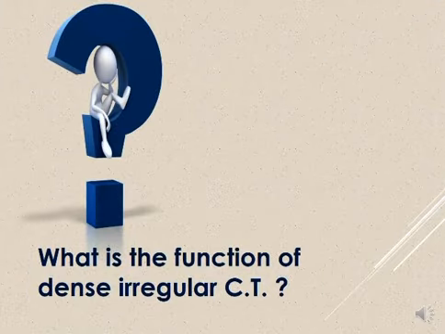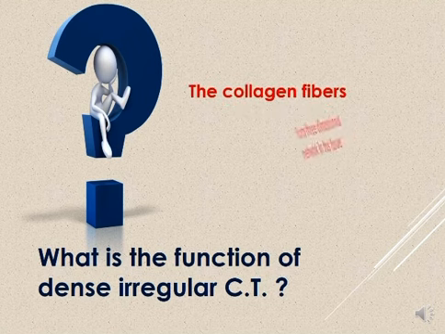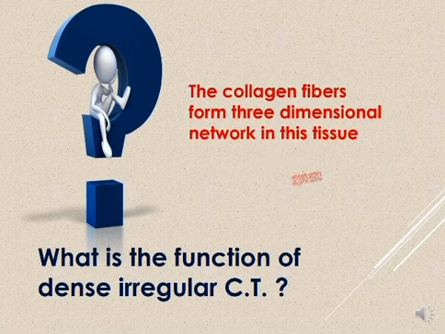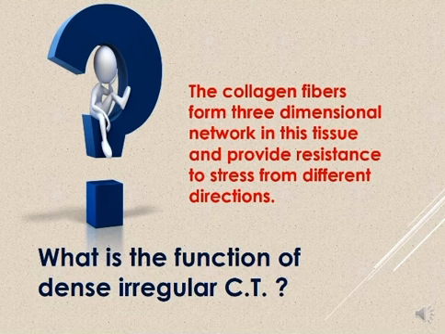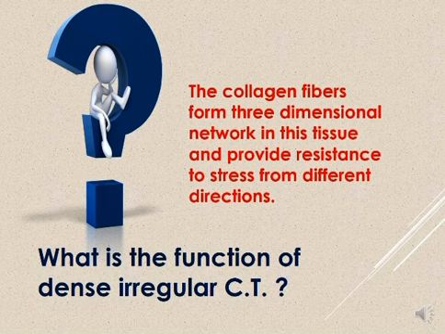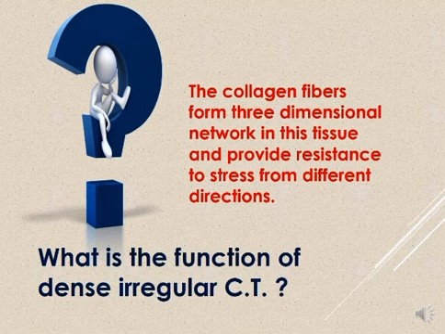What is the function of dense irregular connective tissue? The collagen fibers in this tissue form a three-dimensional network, so as to provide resistance to stress from different directions. نعرف إنه طبيعة الكولاجين fiber in this tissue arranged in different direction. ترتيب الحزم بعدة اتجاهات، وبالتالي تعطي strength و resistance من كل الجهات.